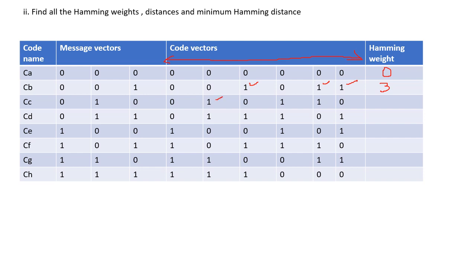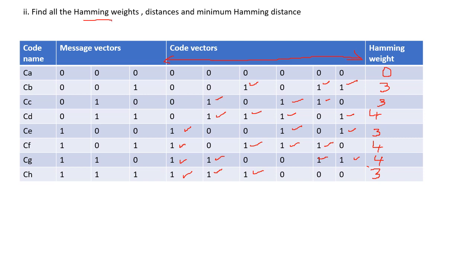Similarly, for the next one you have 1, 2 and 3. For CC the Hamming weight will be 3. For CD, 1, 2, 3, 4, so the Hamming weight will be 4. For the next one, 1, 2, 3, so the Hamming weight will be 3. For CF, 1, 2, 3, 4, so the Hamming weight will be 4. For CG, 1, 2, 3, 4, so the Hamming weight is 4. For the last one, CH, 1, 2, 3, so the Hamming weight will be 3. So these are all the possible Hamming weights.